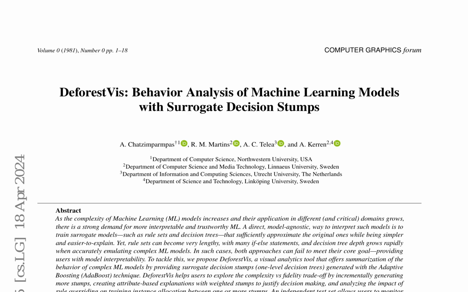DeforestVis is a novel visualization tool designed to analyze the behavior of machine learning models using surrogate decision stumps. By simplifying complex models into a set of decision stumps, DeforestVis provides insights into the decision-making process. The visualization consists of three main components: a scatter plot, a bar chart, and a histogram.